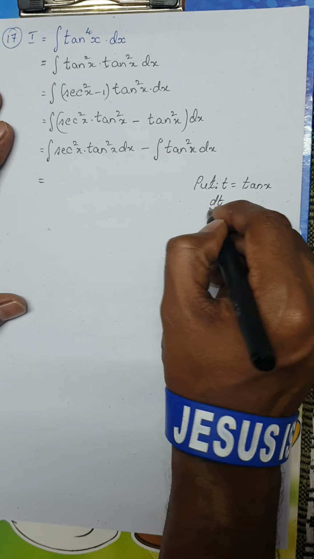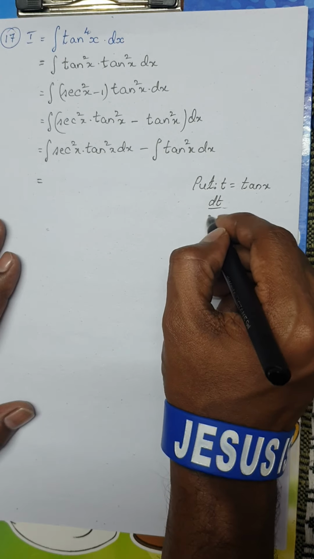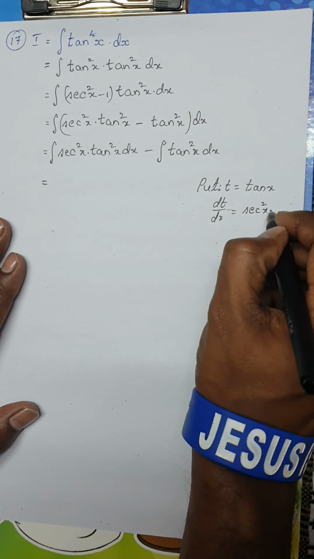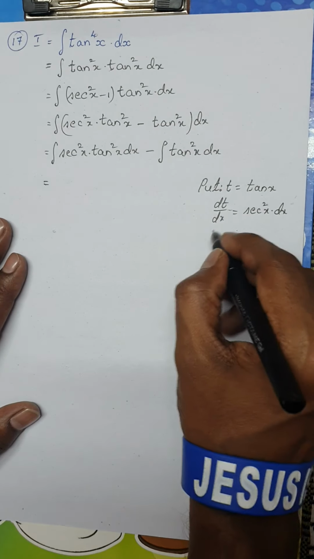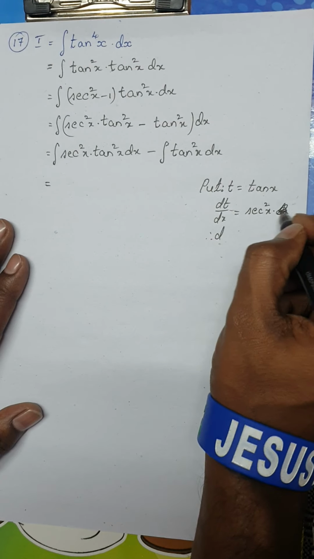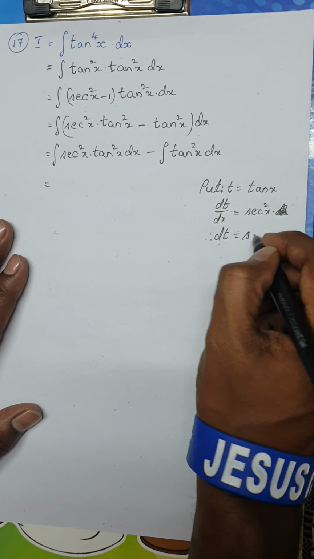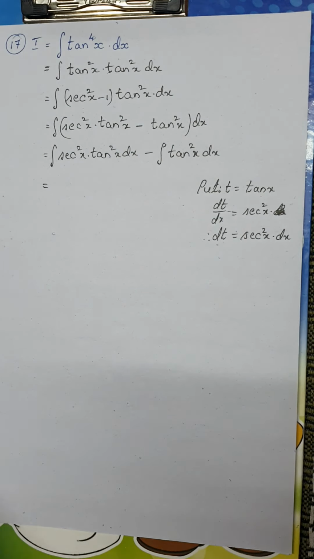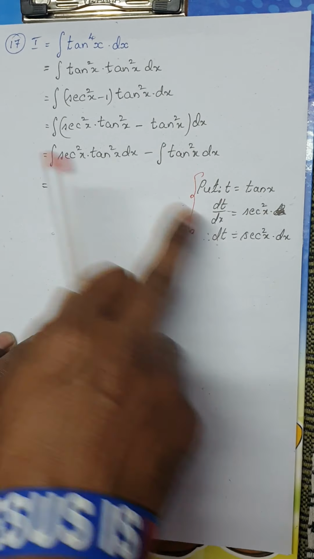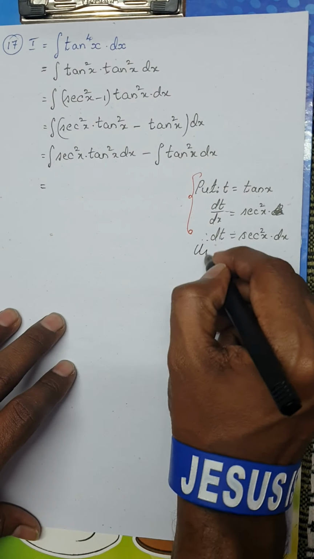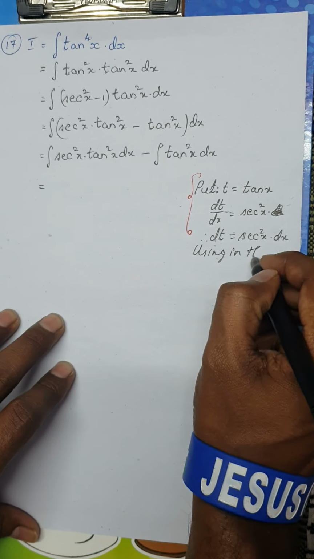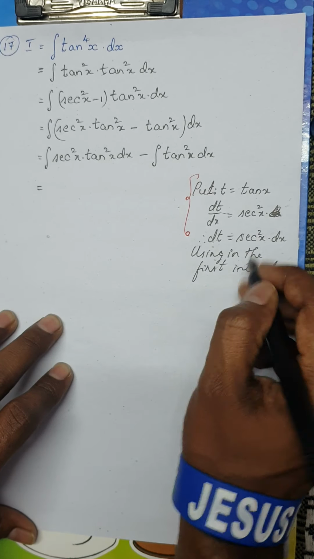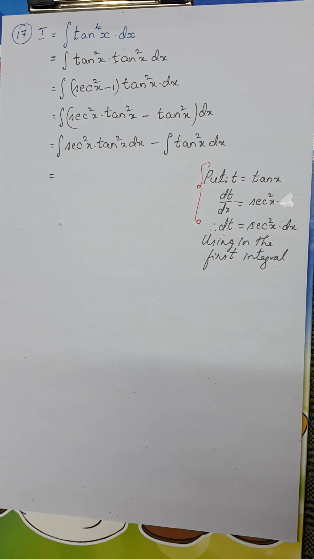If I differentiate with respect to x, dt by dx would be, what is derivative of tan? Derivative of tan is secant square x. Therefore dt would be, cross multiply, secant square x dx. Is it clear? This is the substitution part. I am going to use it in the first integral. There are 2 integrals here. Now see what happens.